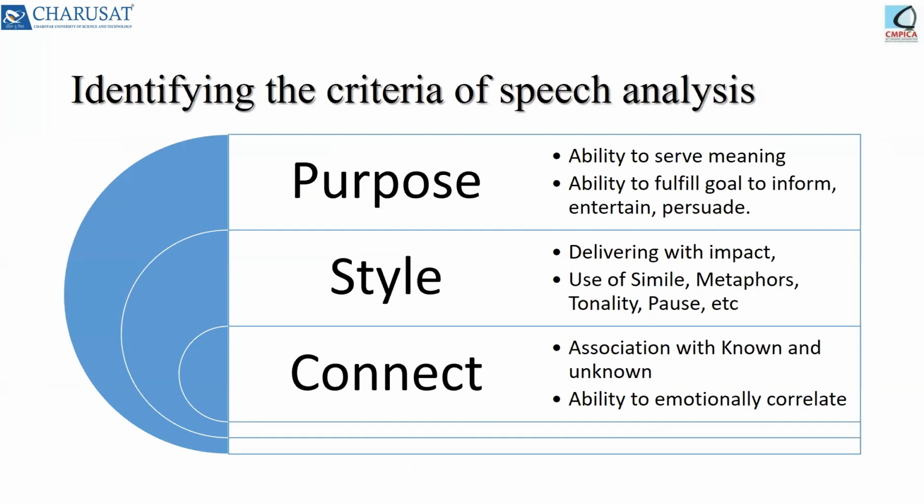Next is identifying the criteria of speech analysis. So, what is the criteria of speech analysis? There should be a purpose, there should be a style, and there should be a connect. When you have these three right at the core of your speech, there has to be a purpose of why you are delivering whatever you want to deliver. There has to be an aim to share a piece of information, connect your personal dots, or even an agenda, in short, and that agenda has to be fulfilled by giving meaning to whatever you are saying.